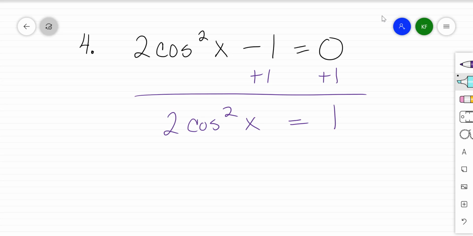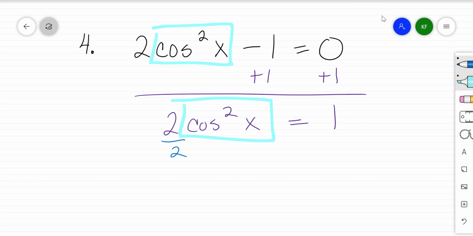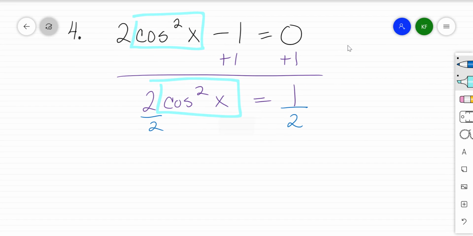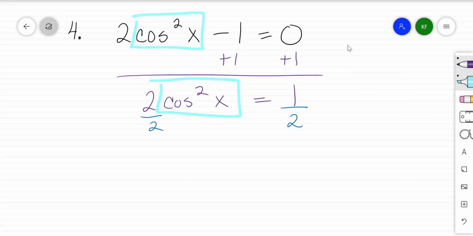And remember, you want to get rid of everything except for the trig expression. So I'm dividing both sides by 2 at this point. And then I finally have the cosine squared x isolated. But I need to get rid of the square root. So think about how you get rid of square roots. If you don't notice the square root, you can easily see how you get the answer wrong because it looks like, oh, it's cosine x equals 1/2. And that's not what this is.